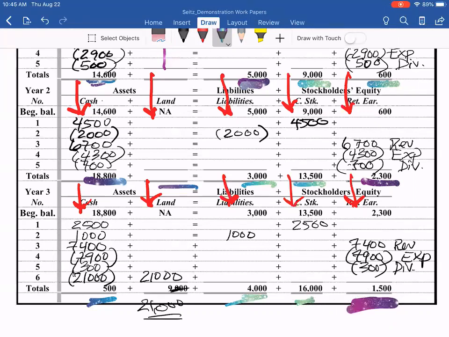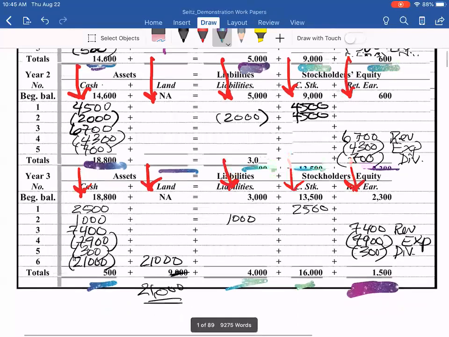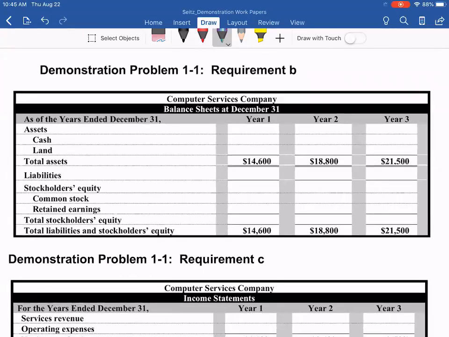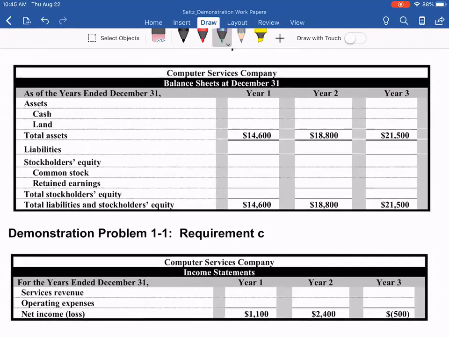The next part of the problem asks us to prepare financial statements for years 1, 2, and 3: income statements, statement of stockholders' equity, and then cash flow statements. So I'm going to move on to preparing the financial statements. If you have all that information written down, you want to keep it, because I will try to go back and forth, but I don't want to make you sick trying to figure out how. So I take all that information that I have prepared up there, and now I take it directly to the balance sheet.